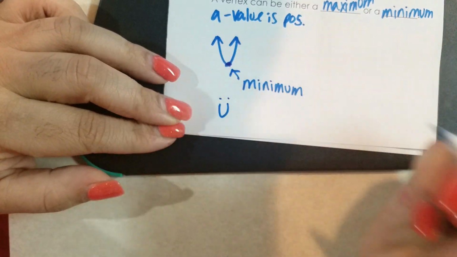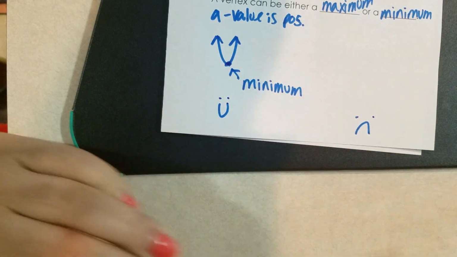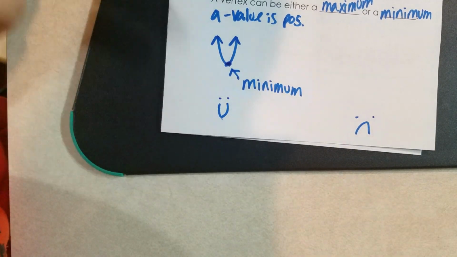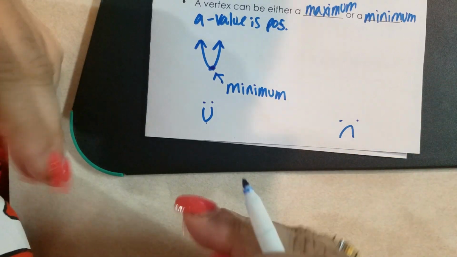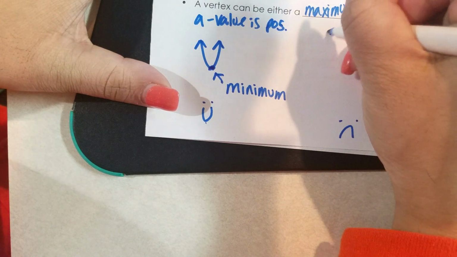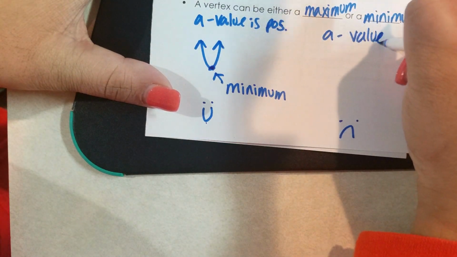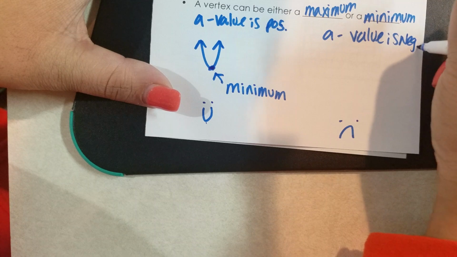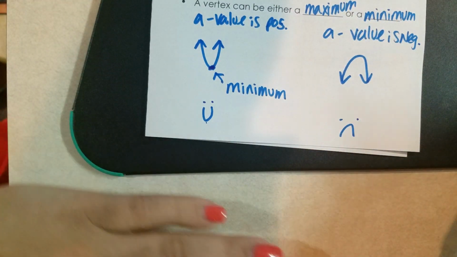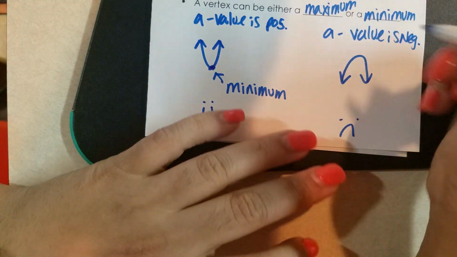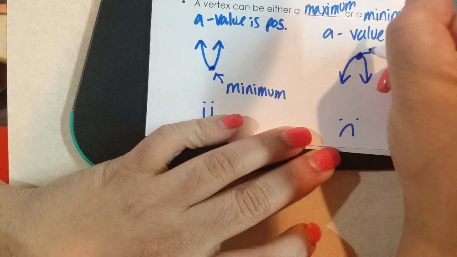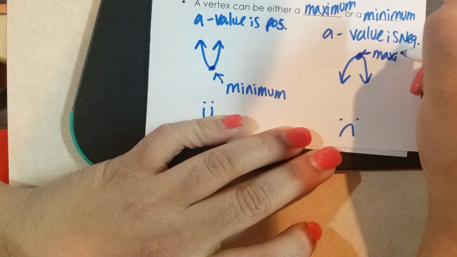Think about your happy faces and frowny faces. There's the lowest point of a smiley face, but you can always keep getting happier and happier and happier. Now, when your a value is negative, your parabola looks this way, like a frowny face, and your vertex is all the way up here. And this is your maximum.